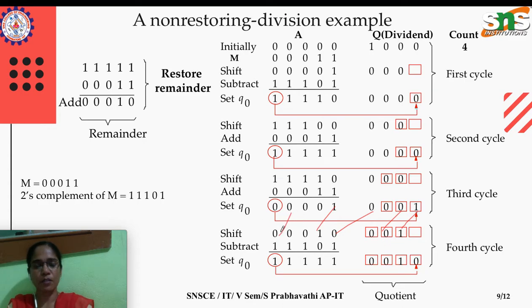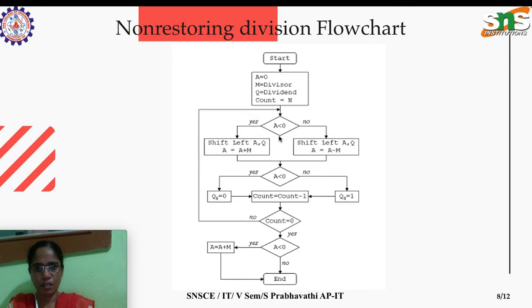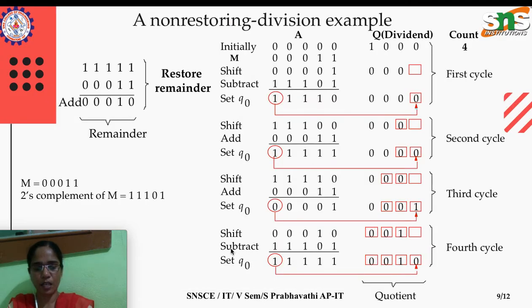Here the accumulator is positive, so positive means you will be subtracting. That's what you perform at the last step, a subtraction operation. Whenever the accumulator bit is 0, do the subtraction; whenever the accumulator bit is 1, do the addition. So here it is 0, so you perform subtraction, which is nothing but adding the 2's complement of M. The 2's complement of M is 11101.